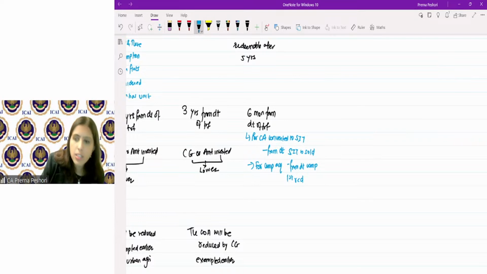Okay. Now the maximum amount which is exempted over year is 50 lakhs. So the maximum investment which can be made in these bonds can be rupees 50 lakhs. So maximum benefit or maximum exemption, rupees 50 lakh. Fine.